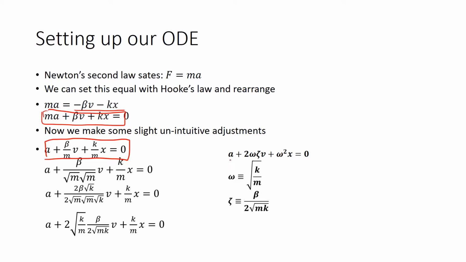So we're basically left with acceleration plus 2 times omega zeta times velocity plus omega squared times x is equal to 0. And of course omega and zeta are defined here. Now we don't really have to worry about these anymore because we're just going to be using omega and zeta from this point on. But you might want to come back to this point in the video later so you can copy these down when we have the full equation, because omega and zeta are of course going to be in it.